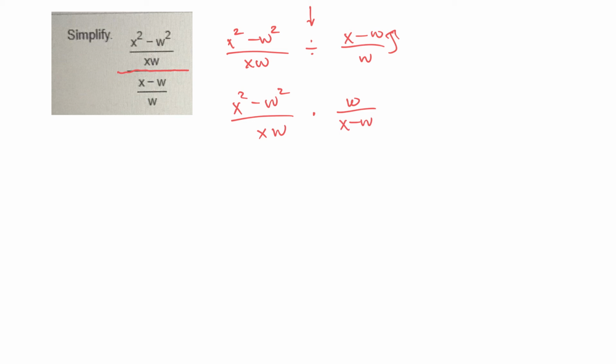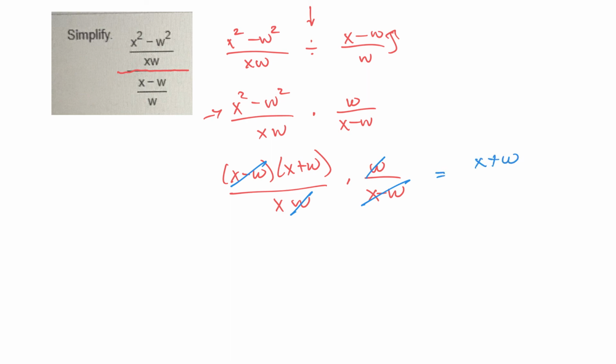Now the first one there I can factor. So that'll be x minus w, x plus w over xw times w over x minus w. Now look for common factors. So x minus w are the same. W's are the same. So I'll be left with x plus w over x. Notice this positive anchors the x and the w, so I can't cancel this x and this x. That positive anchors them together.